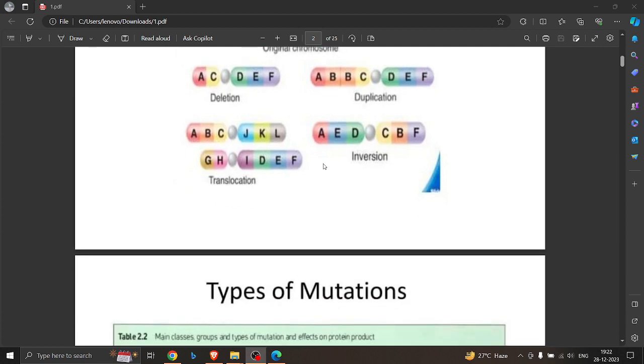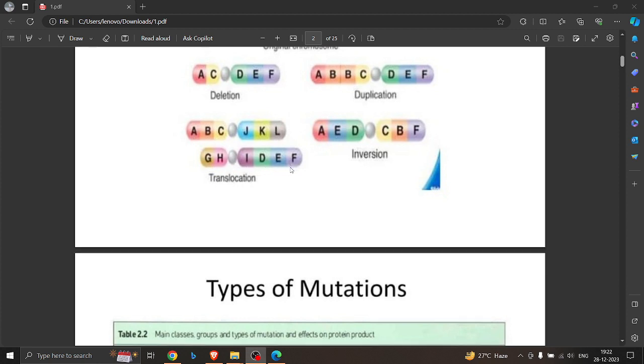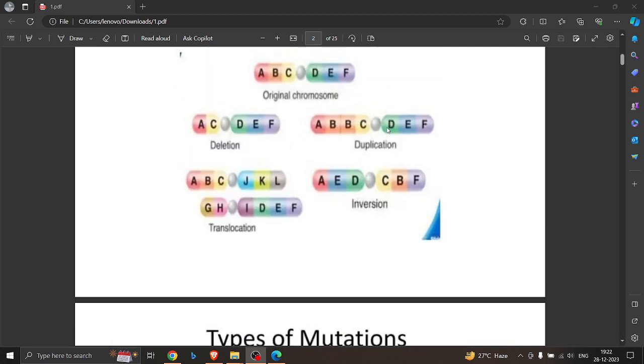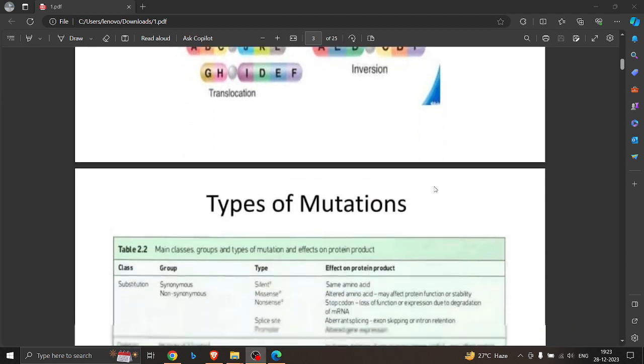What does translocation mean? Here you see A, B, C, J, K, L, and the other one, G, H, I, D, E, F, has been added. You can see it has multiple types. The next one is inversion. Inversion means that the segment has been reversed. This is the original one, and here it is A, E, D, C, B, F. So these are the different types of mutations.